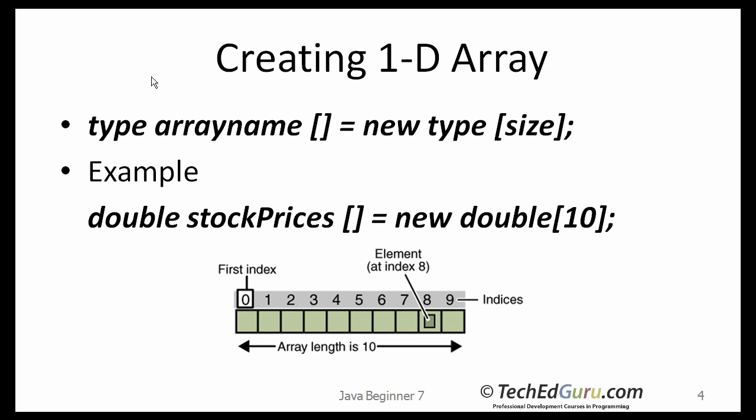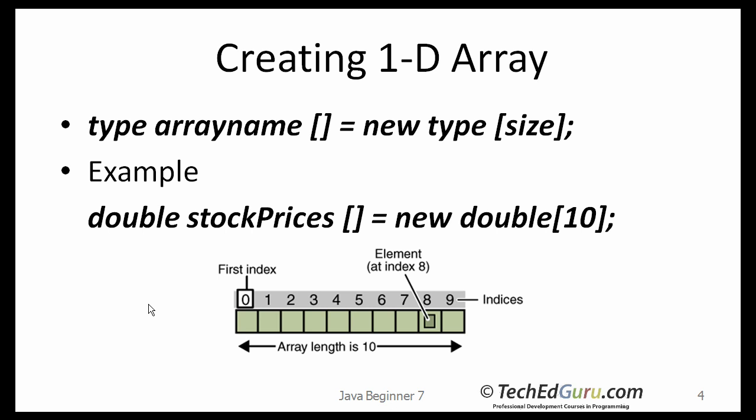Here is a quick syntax for creating a one-dimensional array. Type is the base type, the type of data that the array will hold, for example, double in this case. The size of the array is basically the number of elements the array will hold. The new keyword builds an array and allocates the required memory, in this example for 10 elements. Once the array is created, its length is fixed and cannot be changed easily.